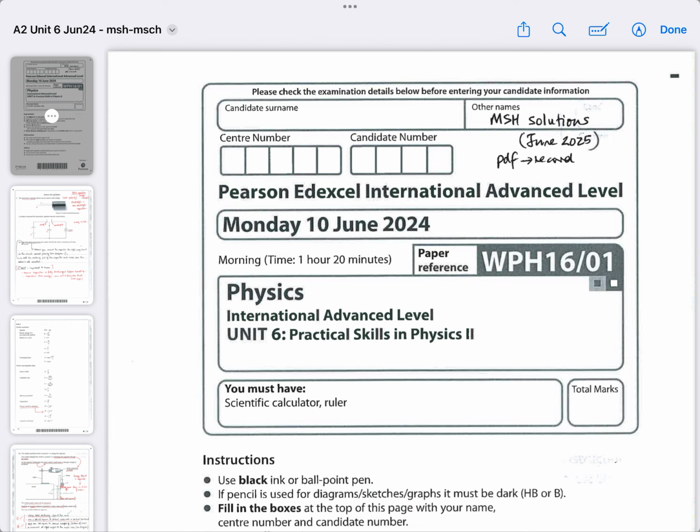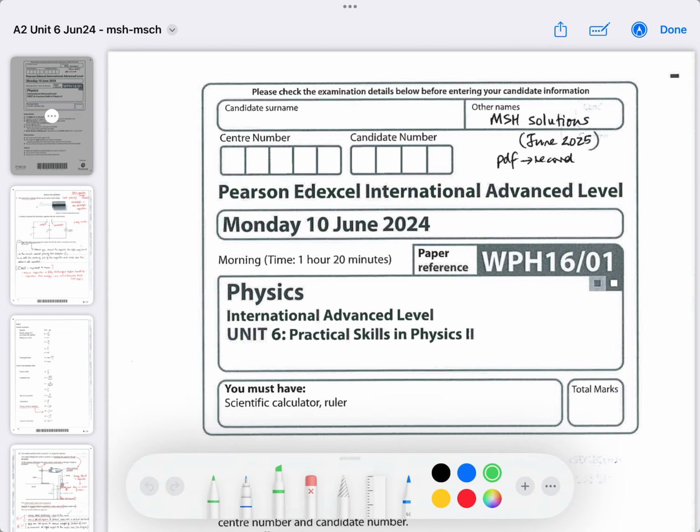For those of you doing the International A-Level, here is last summer's Unit 6 exam. And for those of you doing linear Edexcel, this will be good practice for Paper 3, Linear Advanced 3, because these are the practical skills in physics. Whichever syllabus you've followed, the exams are examined differently.